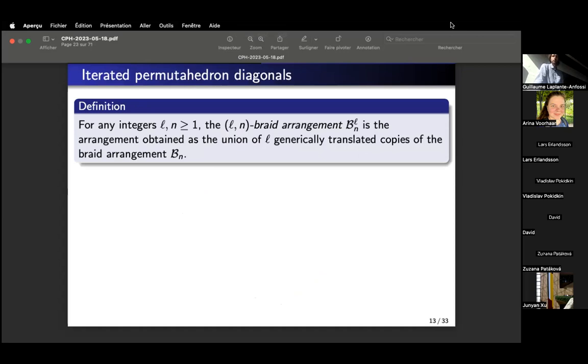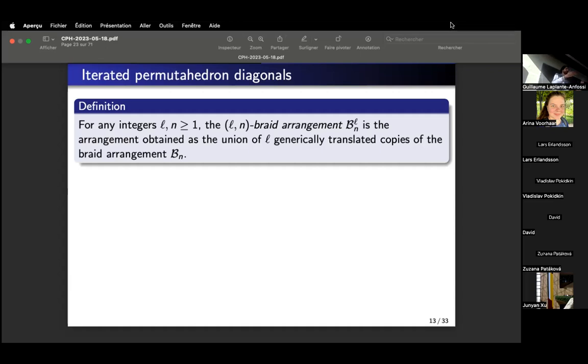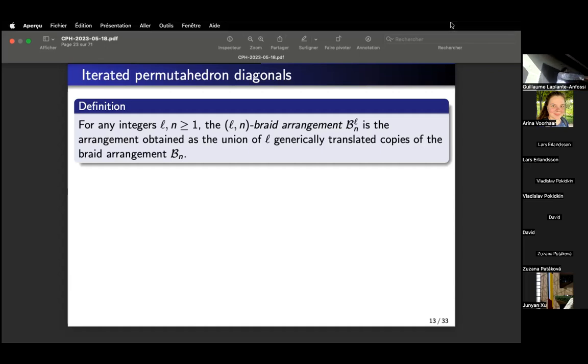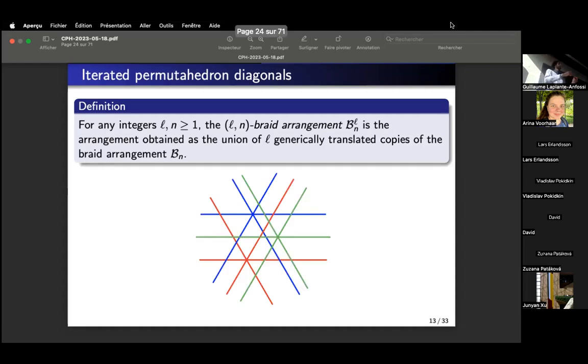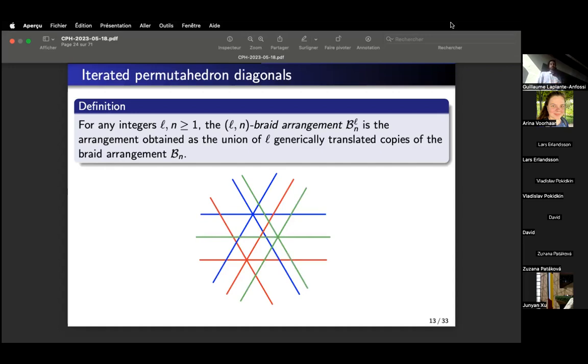So, in summary, what I just told you is, well, to study the permutahedron diagonal, we just need to study generically translated copies of the braid arrangement. That's what we need to study. And these will encode iterated application of the diagonal. So here's the definition of the L-braid arrangement. It's just a family of generically translated copies of the braid arrangement.